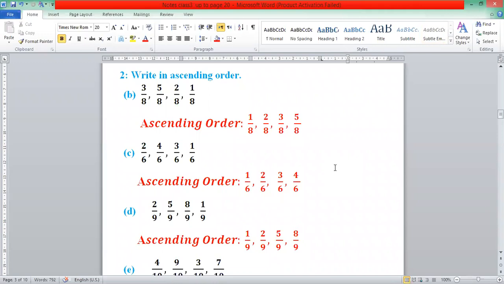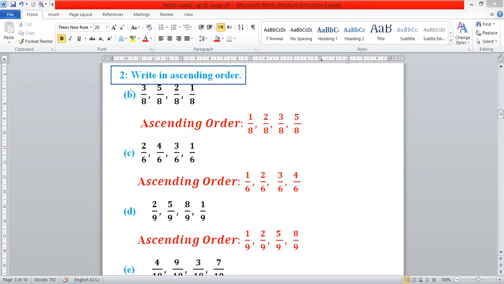In question 2, the statement is write in ascending order. Ascending order means write the given fractions in counting order. It means write the fractions starting from smaller to greater.